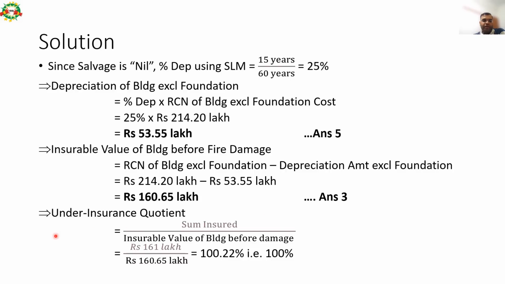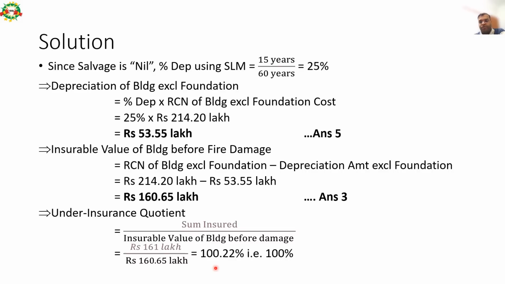So next we have to calculate under insurance quotient to arrive at claim payable. So under insurance quotient is equal to sum insured, which is given as 161 lakh rupees in the question, and insurable value of the building just before damage, which we have calculated here, equal to 160.65. So here sum insured is more than insurable value of the building. So this figure is coming more than 100%.